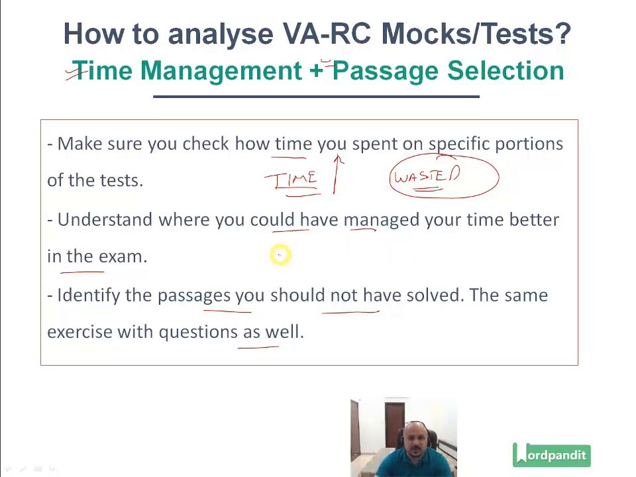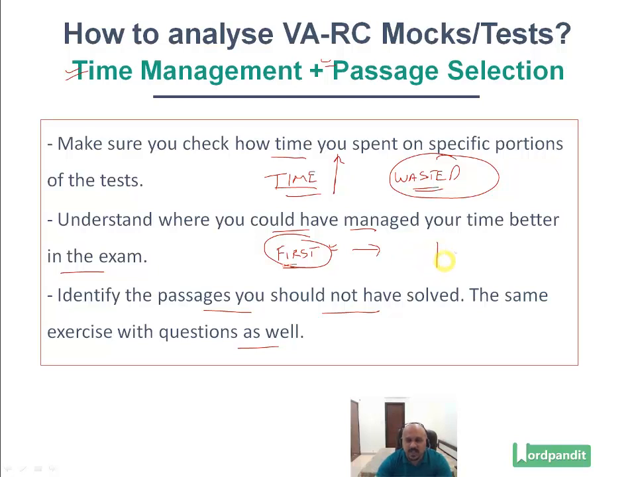Now with passages, ideally in the exam, if you are in a real exam, how do you understand that you should solve a particular passage? You read the first paragraph, and if you're comfortable with the content of that particular paragraph, you proceed. Otherwise, you save it for later. You come back to it in the second round. That's the simplest possible way of doing things.